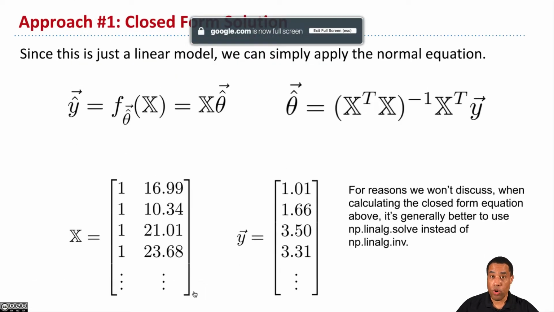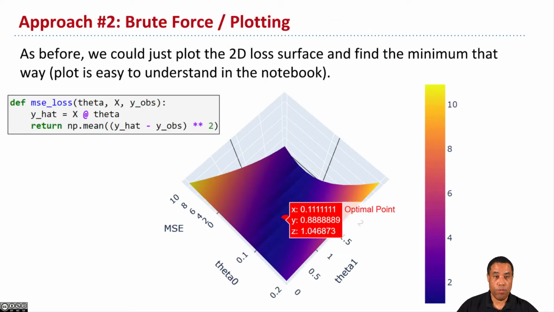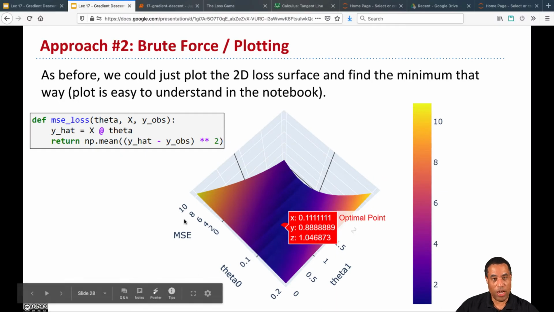Our second approach, if you remember from before, was basically brute force. We plot and we look for the minimum point. Okay, and so here is a 2-dimensional plot, and the minimum point on that two-dimensional plot. And it's kind of hard to see because we're taking a three-dimensional surface and showing it to you in just a flat 2D picture. So it's easier to understand this in the notebook. So let's go back to the notebook.